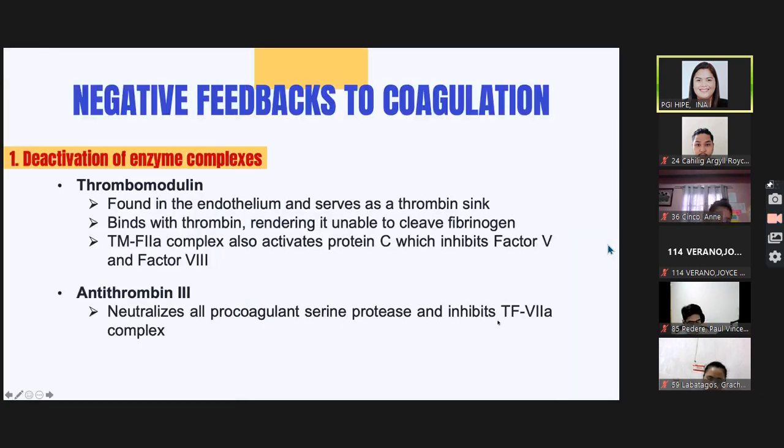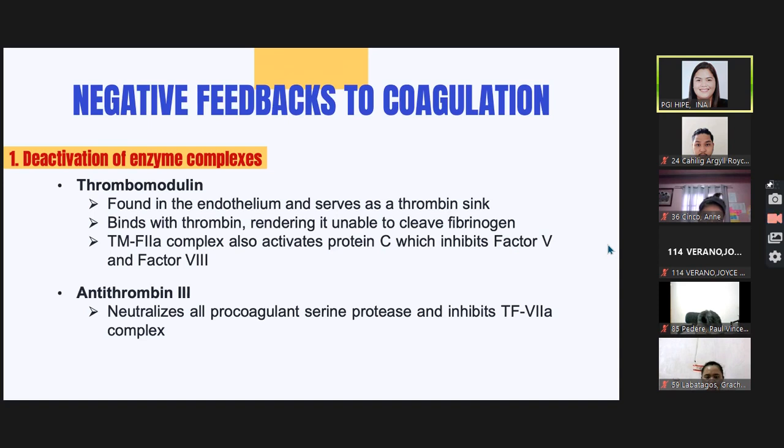Okay, so we have negative feedbacks to coagulation. First, we have the activation of enzyme complex. Actually, we have to know this one because there should be a balance to control the profound bleeding and the overwhelming clot burden. Hence, there should be a mechanism that exists to prevent propagation of clot beyond the site of injury. Because propagation of clot beyond the site of injury is also harmful, di ba? This is the formation of a clot or a plug, so this will hinder effective blood flow, since it will occupy the blood vessels where the injury is found. So we have to counteract them.